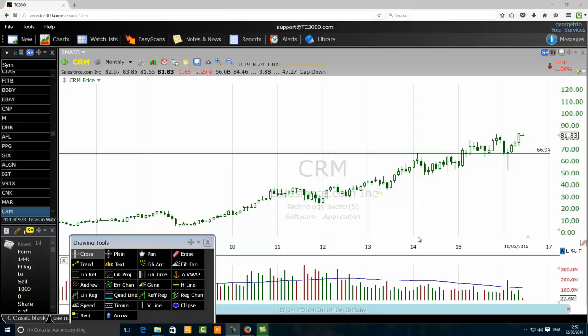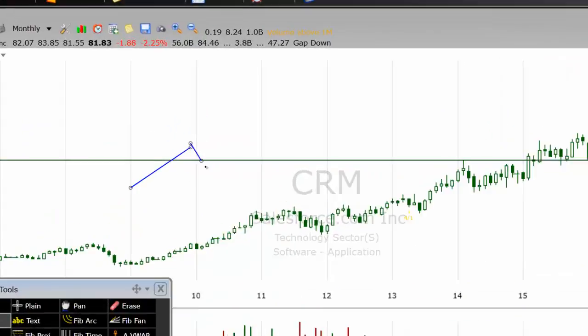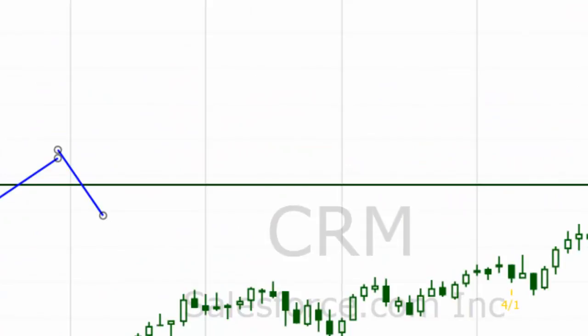So here we are on the monthly chart of Salesforce.com. And what I want traders to pay attention to, so the strategy is very simple, is that when a stock is going up, it will form higher lows and higher highs. But the most important part of the uptrend is the new higher high, okay?